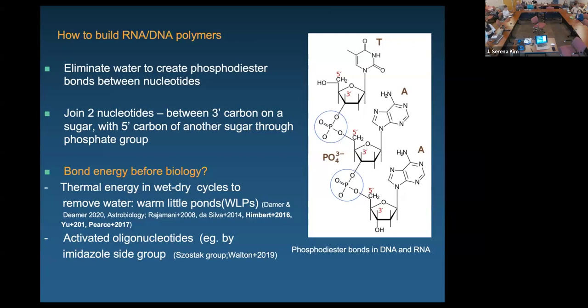In this kind of situation, it might be thermal energy, or a lot of groups currently around the world use this sort of activated so-called oligonucleotides, where you attach an energetic group here somewhere to provide the chemical energy to do the job. Nothing that's in current life, but Shostak's group, et cetera, use this kind of device. What about the temperature, like cold and hot? Temperatures here, I'll be showing you models in which we've worked all of this out, okay? Temperature should be between 40 and 80 degrees.